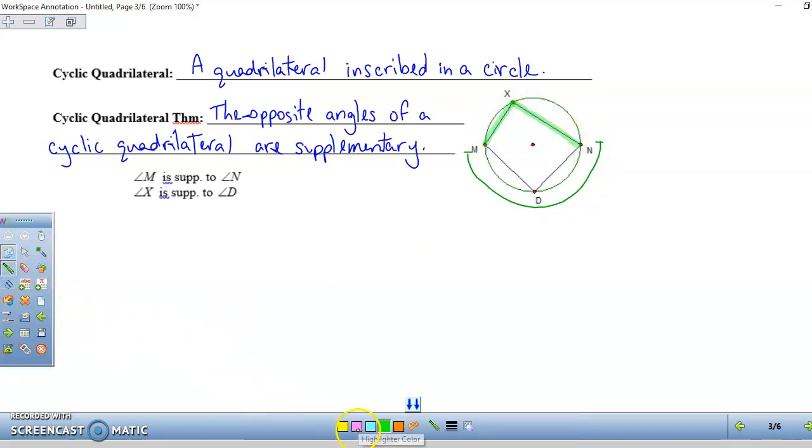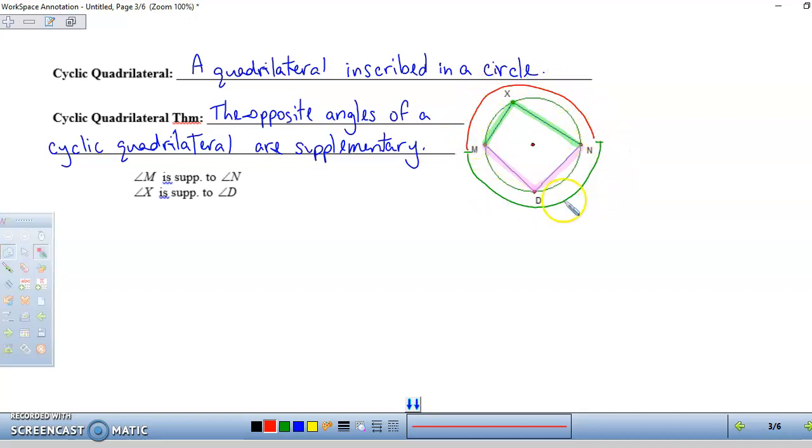Now, if I highlighted angle D, it also intercepts at N and M, and its intercepted arc is on the other side. So its intercepted arc would be from where this one ends all the way around over here to there. So basically what happens here is the two intercepted arcs added together have a measure of 360 degrees. So it's 360 degrees total for the arc measures.